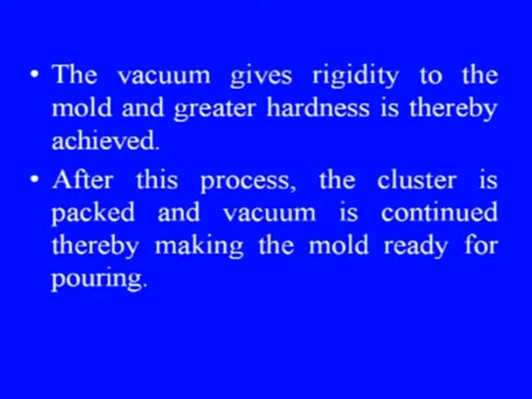Two plastic films are used to encapsulate the mold in between, and vacuum is applied in the sand mold. The vacuum gives rigidity to the mold and consequently greater hardness is achieved. After this process, the cluster is packed and vacuum is continued, thereby making the mold ready for pouring.